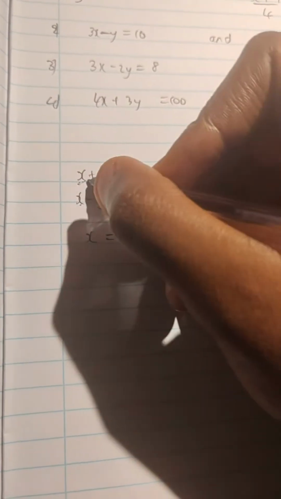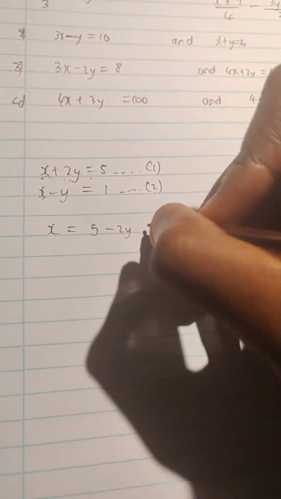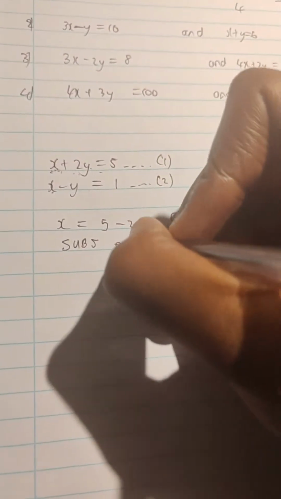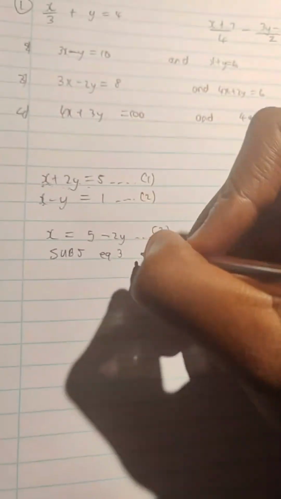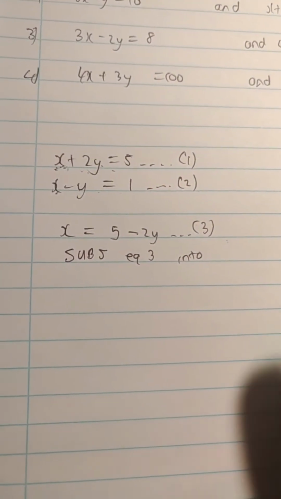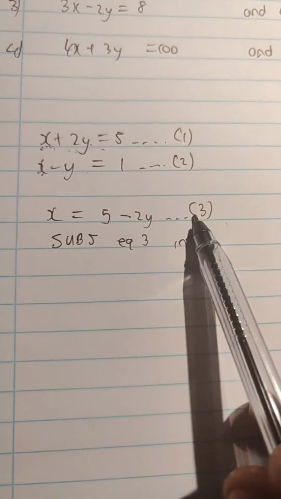When we do, remember, x and 2y are added together. So when you want to isolate x, you transpose the 2y, it becomes negative 2y. And we say this is equation 3. Then we substitute equation 3 into the equation that has not been touched or handled. So we handle this equation so that it becomes equation 3.